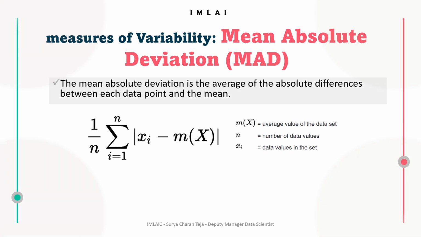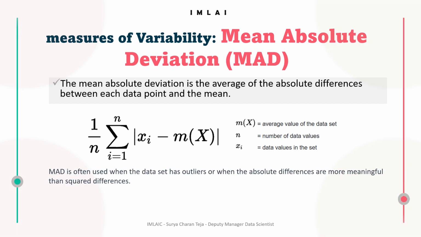So what does it consist of? m of x is the average value of the data set. N is the number of data values, the size of the population, and xi is an individual data value. MAD is often used when the data set has outliers or when the absolute differences are more meaningful than the squared differences. Let's take one example here to understand the mean absolute deviation.